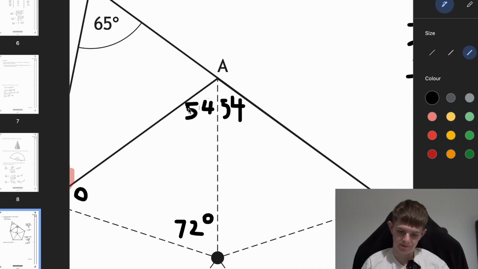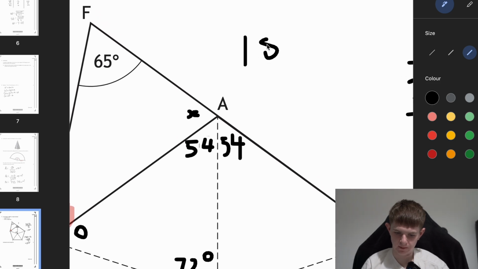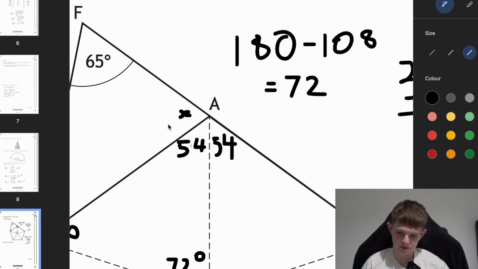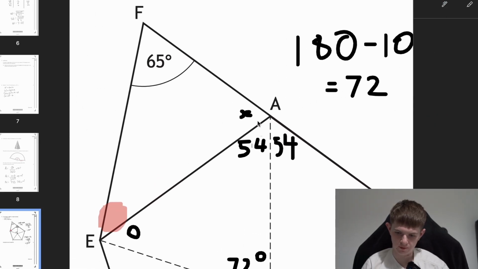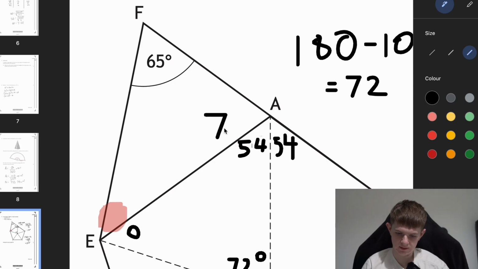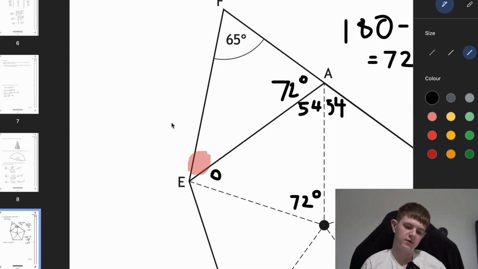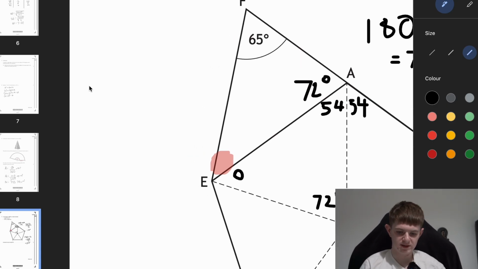Now, knowing this, we can figure out the angle in here. So all we need to do is 180 take away 108, and that will get us 72. So that must mean that in here we've got 72 degrees. Finally, angles again in a triangle add up to 180. So we need to do 65 add 72.